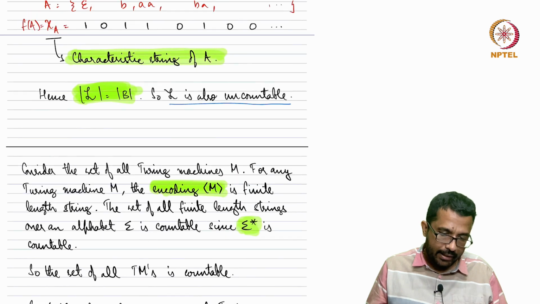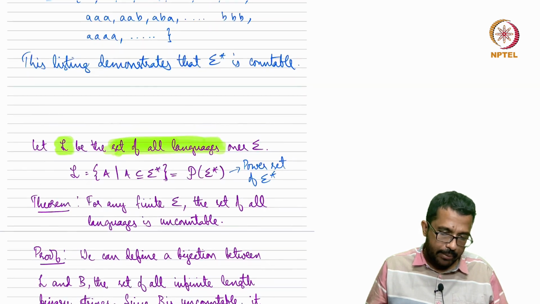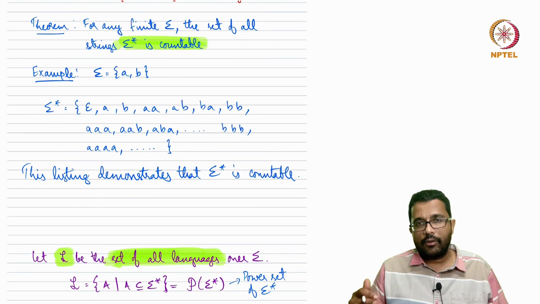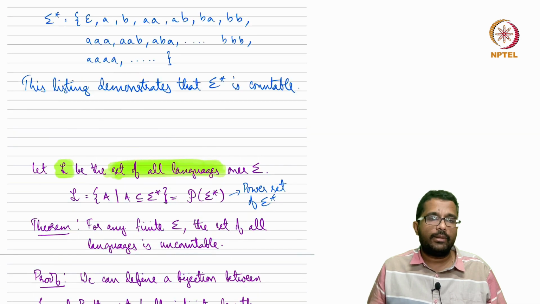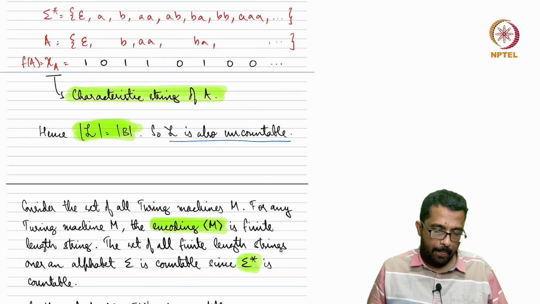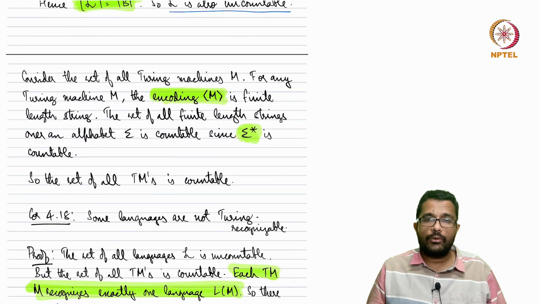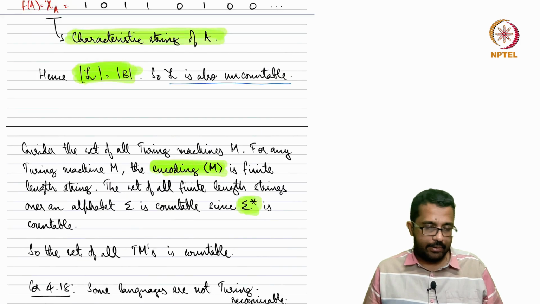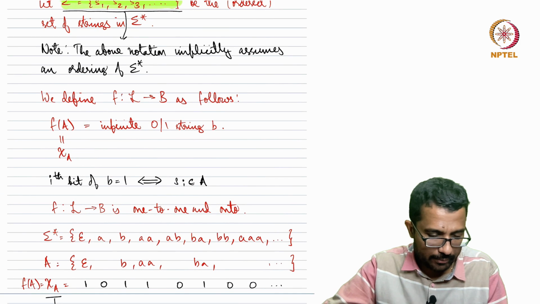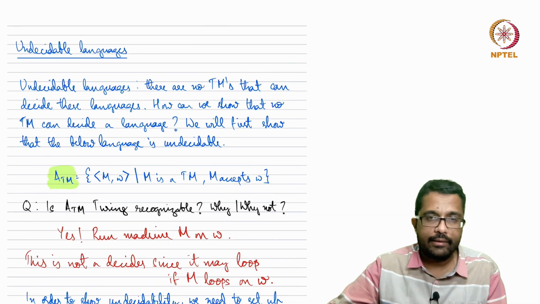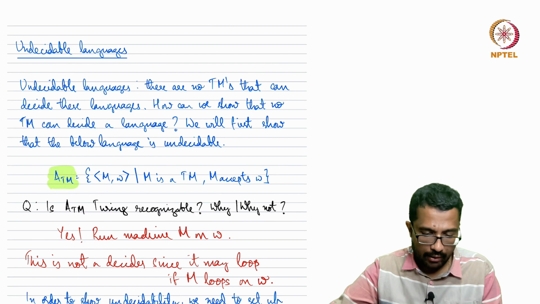So we saw that B, the set of all infinitely long binary strings, is uncountable. The set of all finite strings over an alphabet is countable. The set of all languages is uncountable. The set of all Turing machines is countable, and hence there are languages that are not Turing recognizable, and hence there are languages that are not decidable. And that completes what I had to say in this lecture number 36.